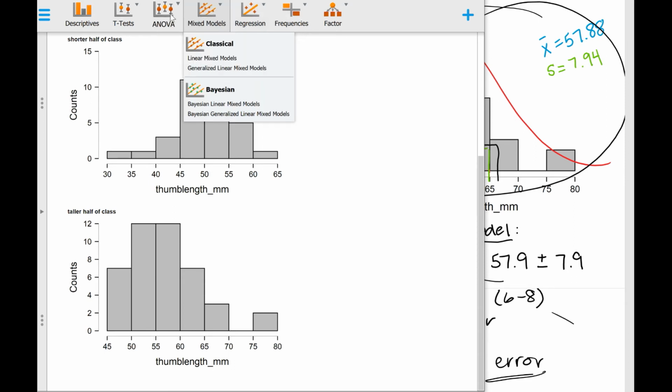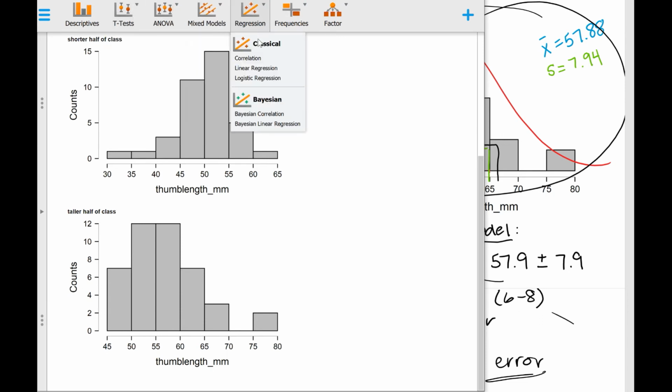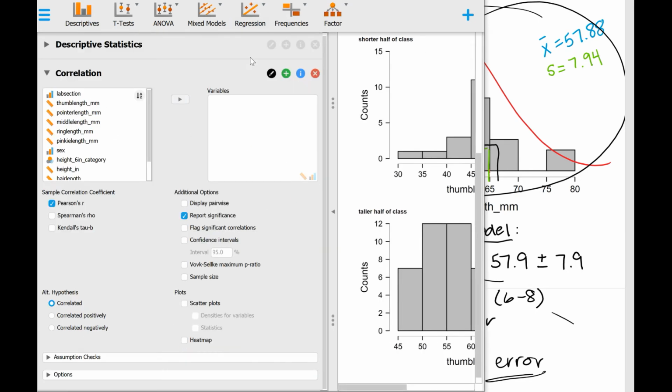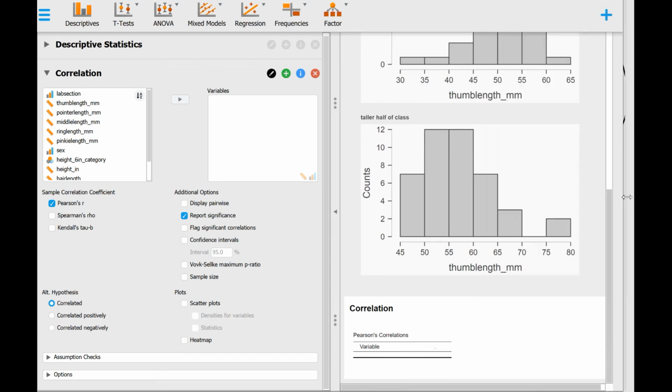You'll notice that there are different options for most of these. In this class, we will always cover classical. That other stuff is advanced stuff. So once we are in regression, in the drop-down menu, we're going to click on correlation. This opens up a new input menu for us, and it opens up a new spot for the output.